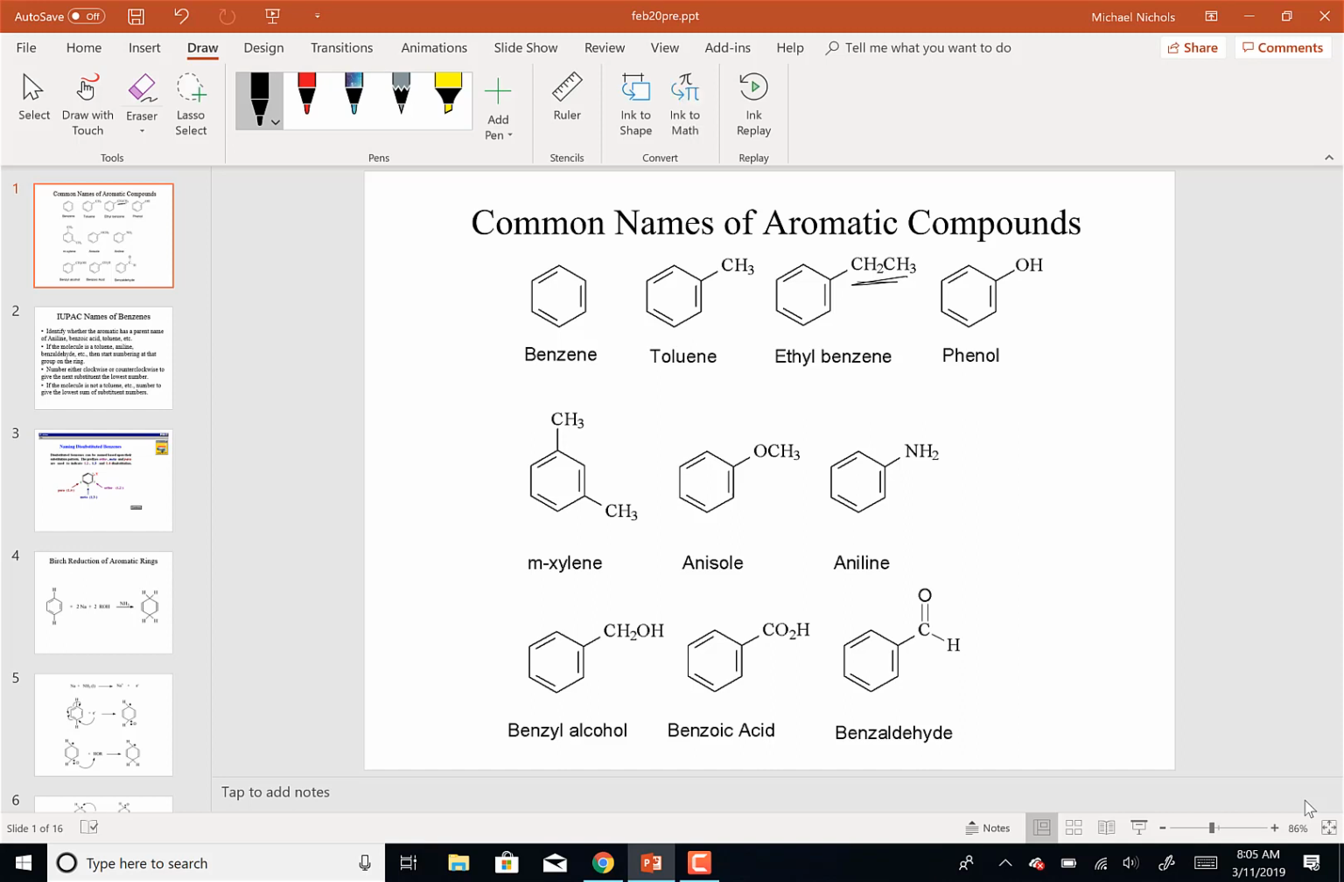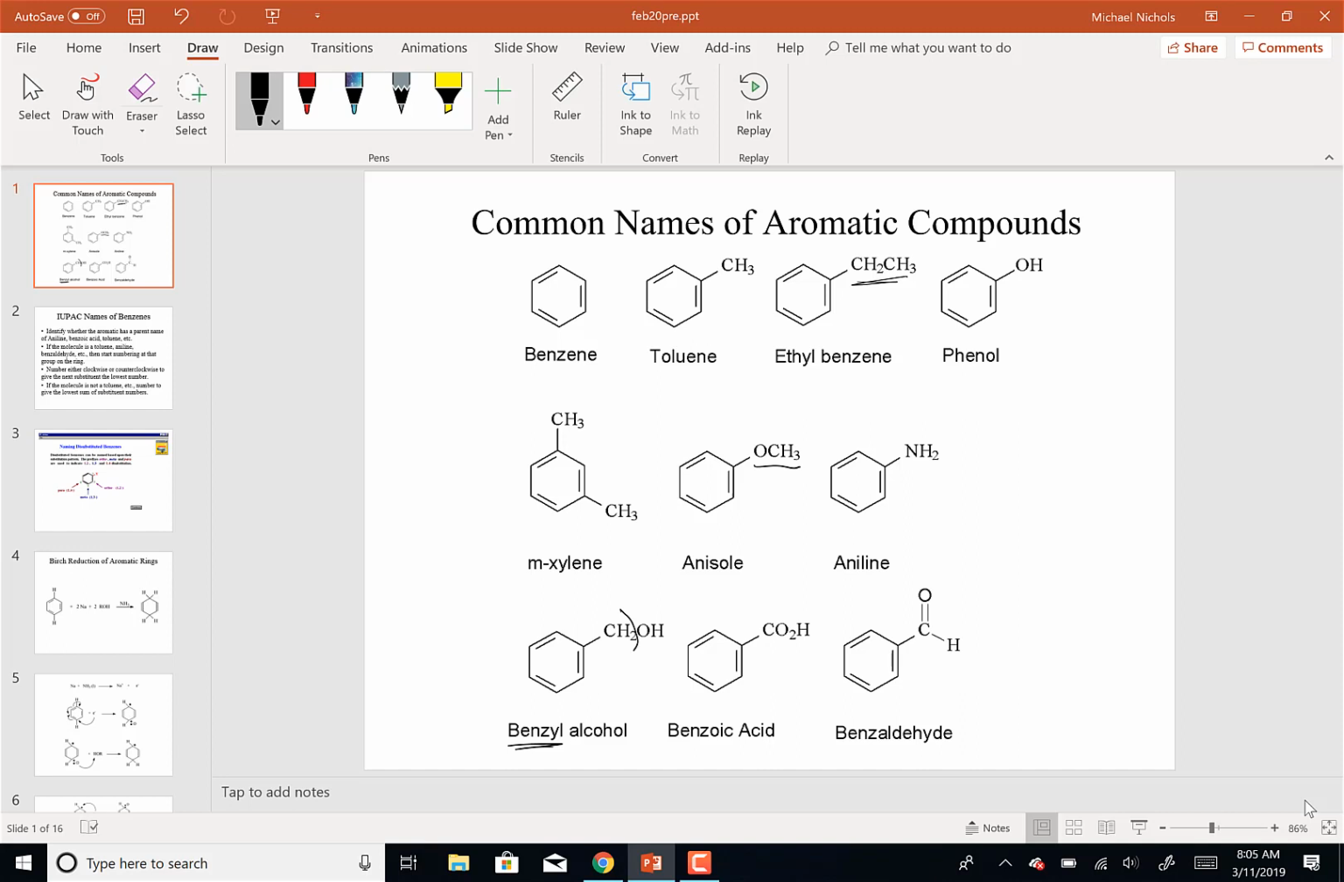Two methyl groups are xylenes, and you could have an ortho, a meta, or a paraxylene, and we're going to use those terms in the coming week. The OCH3 is not methoxybenzene, but it's called anisole. And then there's aniline with an NH2. And then whenever you have a CH2 attached to the ring, that's a benzyl group. So you can have things like benzyl alcohol, benzoic acid, and benzaldehyde.